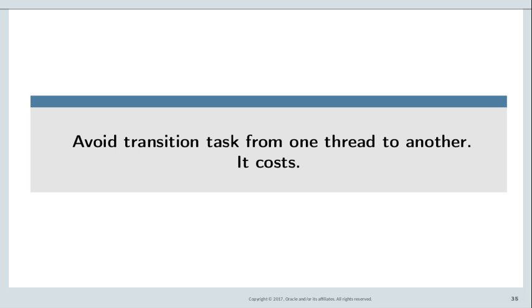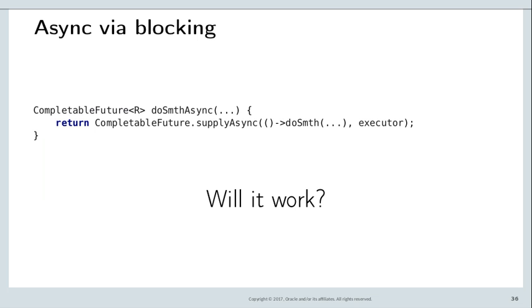API, a high performance system, you should avoid the situation if it is possible and if it doesn't create problems for you. Okay, let's consider the second way. When we have a blocking API, what if we just execute our blocking API in our executor and receive the response wrapped into a CompletableFuture in that case? Will it work?